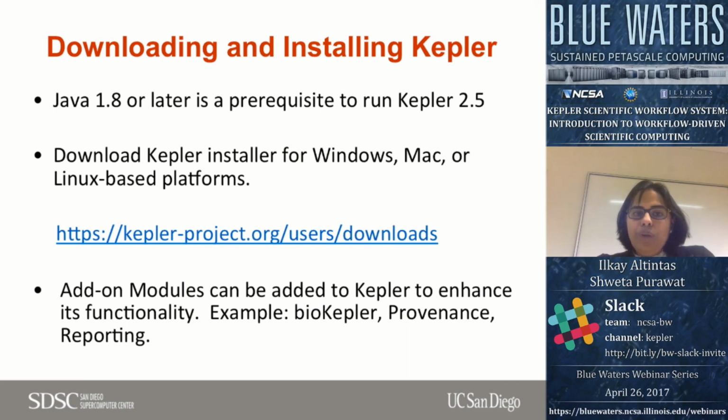Now, I'll show you how you can install Kepler on your system. Kepler requires Java 1.8 to run Kepler 2.5, which is the latest version of Kepler. Kepler supports Windows, Mac, and Linux platforms. You can download installers for Mac, Windows, and Linux-based platforms from the link shown in the slide. Once you download the installer for Windows and Mac, you can click on the installer and follow the process as you do for other applications that you install. It's very simple. And for Linux, it's a tarball. You can download the tarball, untar it, and start Kepler using kepler.sh.